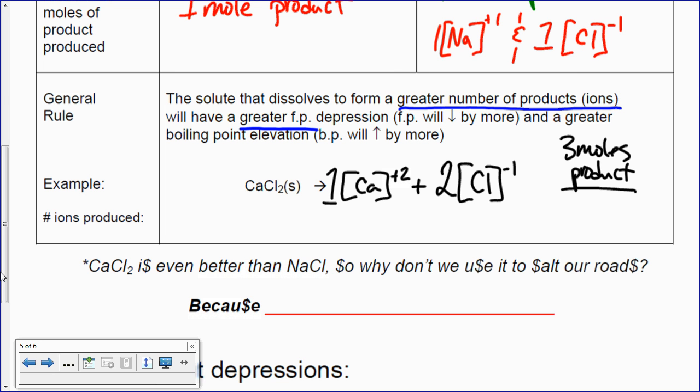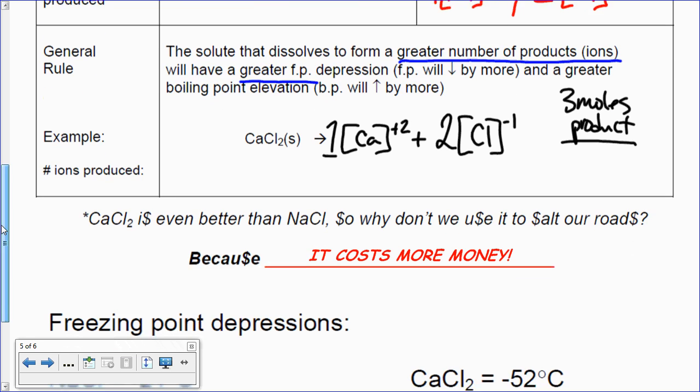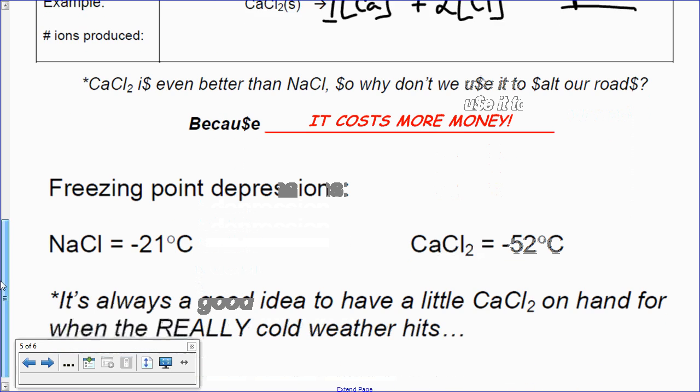But CaCl2, look at all these dollar signs, costs more money. So it's a cost effect issue. We want to use the stuff that gets the most job done for the cheapest amount of dollars. Some of the ice melt, the white pellets, are CaCl2.